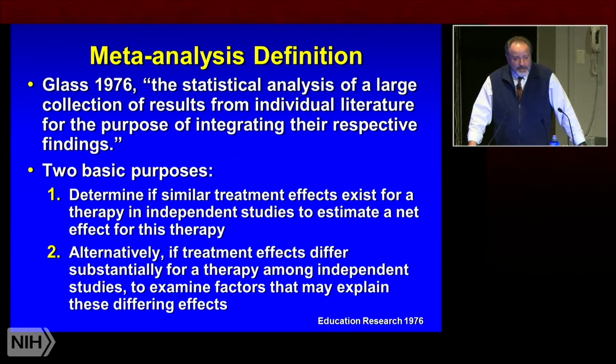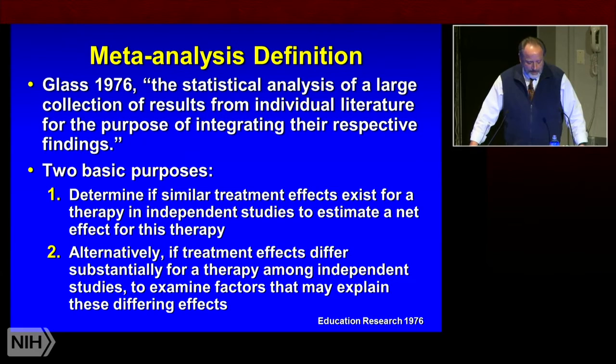The second purpose of a meta-analysis, which is what I use it for, is if you find treatment effects differ substantially for a therapy among independent studies, to try to examine factors that may explain these differing effects. Some trials may have shown something was beneficial, and other trials showed it was harmful. And if you do something we'll go into called meta-regression over certain factors, and we'll give you examples of this, you can determine what was the cause. And this can give you great insights into what was the history of this therapy and why in some instances it was beneficial and why it was harmful. And I find this type of meta-analysis much more interesting.